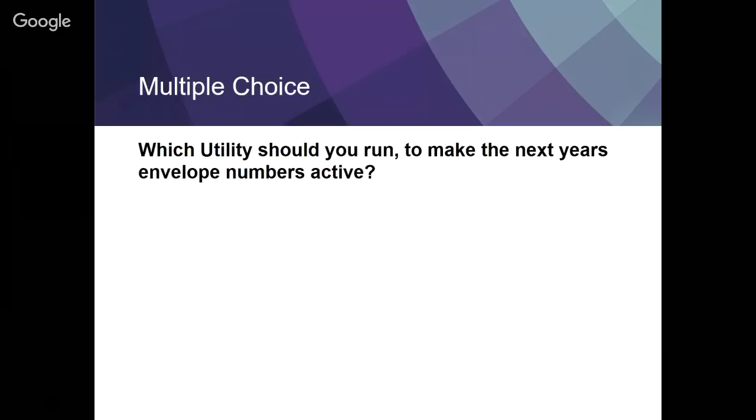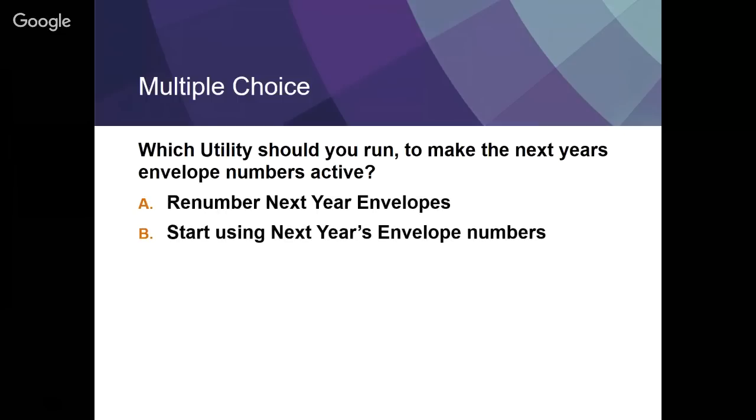Multiple choice. Which utilities should you run to make next year's envelope numbers active? A, renumber next year's envelopes. B, start using next year's envelope numbers. Or C, rebuild/optimize database. Okay, and I have my answer in my head.